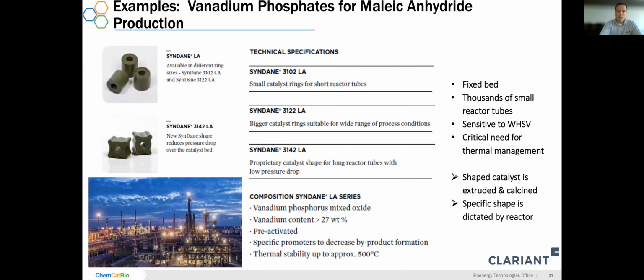Here's an example for using vanadium phosphates for maleic anhydride production. On the upper left, you see two different shaped catalysts. On the far upper left, you have this cylinder with a hole in the middle. Looks kind of like a noodle. And then right below it, you have a more complex shape, right? So it still has this hole down the center, but now you have this kind of ribbed perimeter.